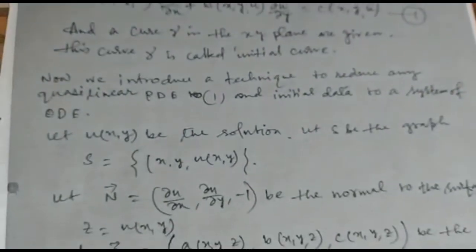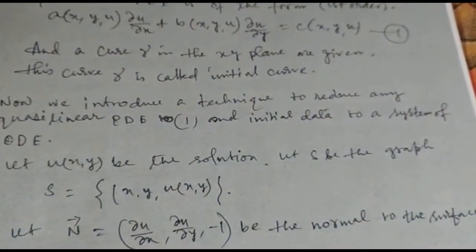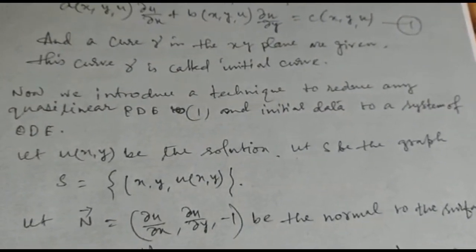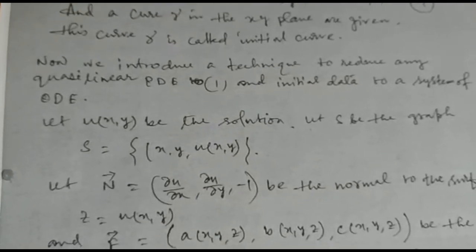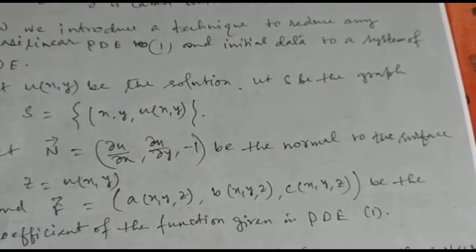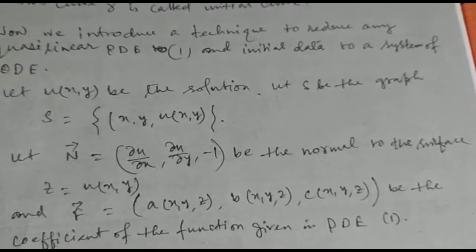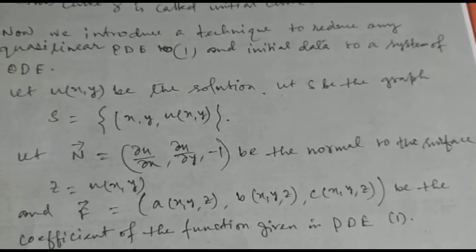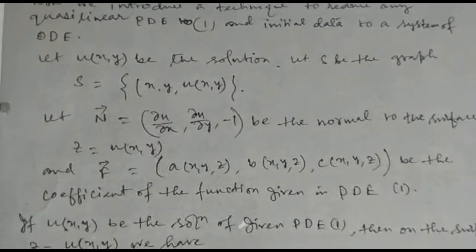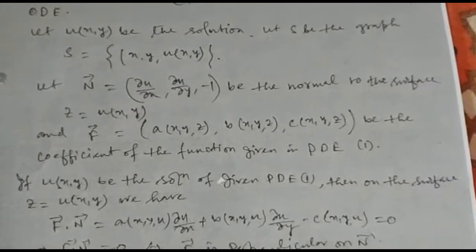So if u(x,y) is the solution of the given PDE, let S be its graph. So S contains (x, y, u(x,y)). Let the vector n = (∂u/∂x, ∂u/∂y, -1) be the normal to the surface z = u(x,y). This is our surface. And let the vector f = (a(x,y,z), b(x,y,z), c(x,y,z)) be the coefficients of the function given in PDE 1.